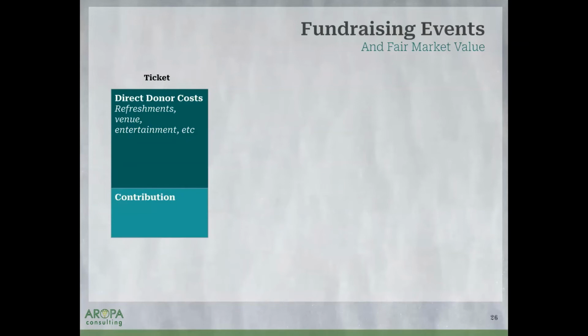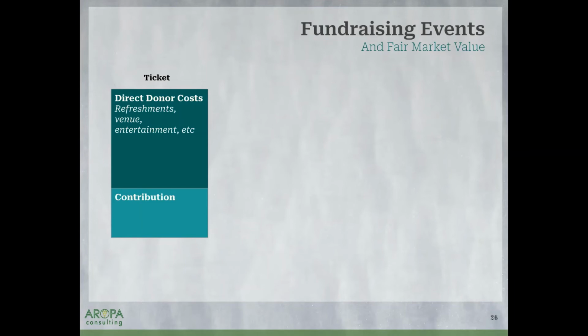So let's talk about fundraising events a little bit. Again, we're still in the donation bucket. One donation can be very complex, and a lot of nonprofits in their chart of accounts will differentiate contributions versus event donations versus cash donations and pledges. They will separate those out.